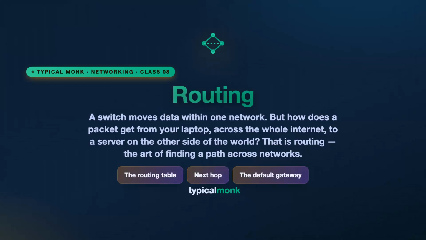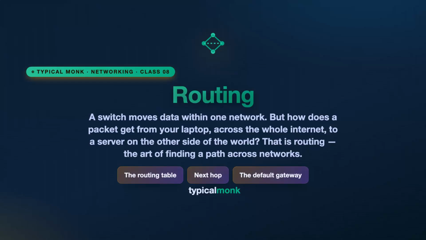Your request leaves your laptop, leaves your home network entirely, and somehow crosses dozens of separate networks, your internet provider, backbone networks, the destination's provider, to reach a specific server thousands of miles away. How does it find its way? That is the question routing answers, and it is one of the most elegant ideas in all of networking.